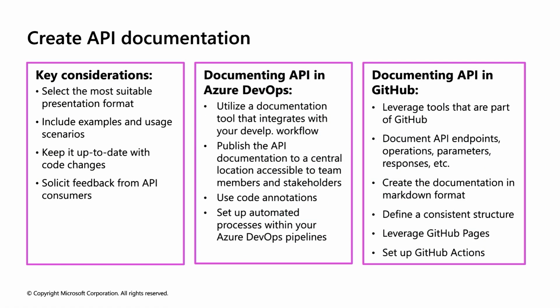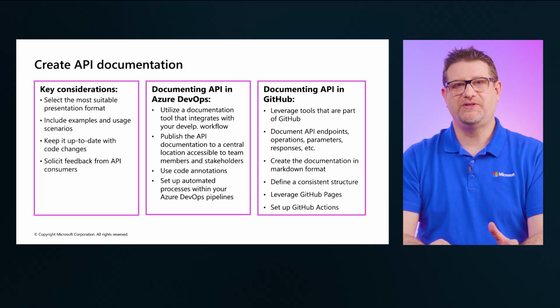Documenting your API is essential for helping team members and stakeholders understand how to use and integrate with your software. In Azure DevOps, it's best to use dedicated documentation tools that fit seamlessly into your development workflow. Some popular options are Swagger, which is OpenAPI, API Blueprint, or Markdown-based systems like MkDocs or Docusaurus. You can publish this documentation to a central location, such as a website or a wiki within Azure DevOps or an external portal, making it easy for everyone to access the latest information.